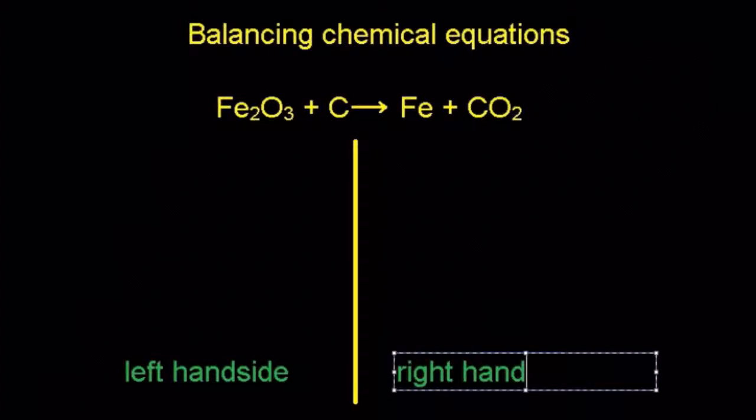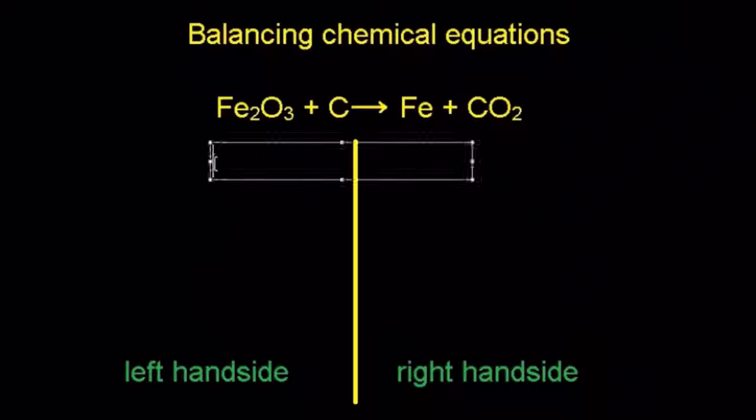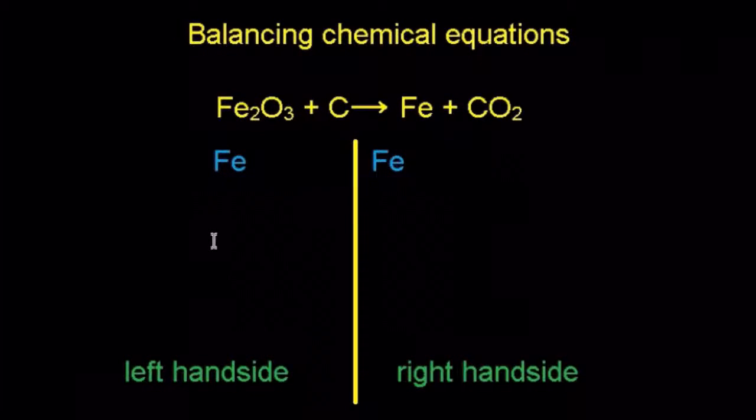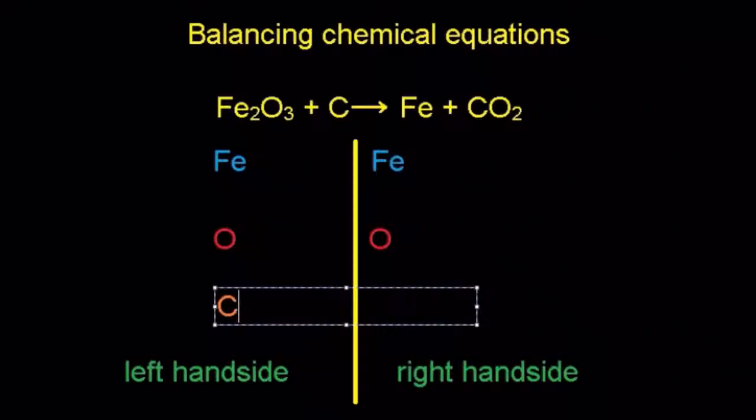Write down the number of atoms present in the equation for each element. Identify the elements involved in the reaction. In this equation it's Fe, iron. O, oxygen. And C, carbon.